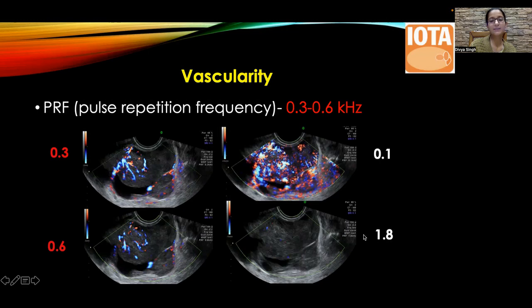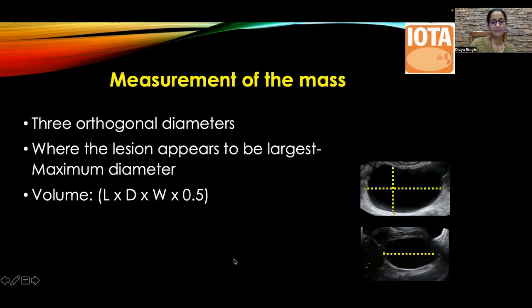And if we increase the PRF too much, as you can see, it's as high as 1.8 kilohertz here, then there would be artifactual loss of vascularity. So now we'll think that this lesion has a color score of 2, which again would be incorrect, because the problem here is our high PRF and not abnormal vascularity.